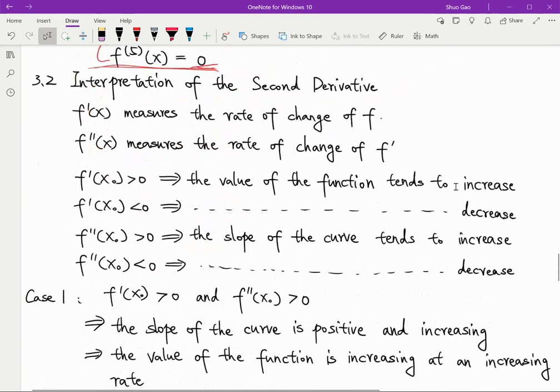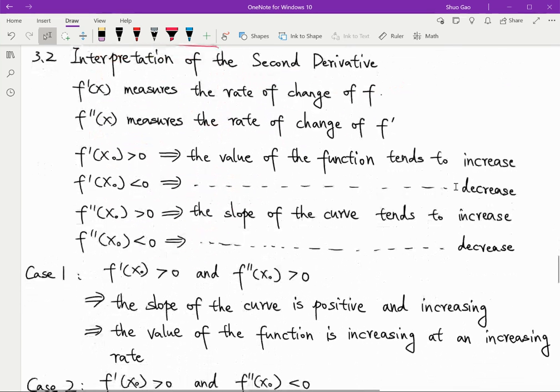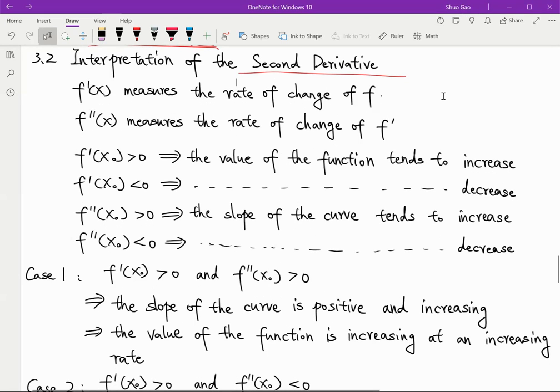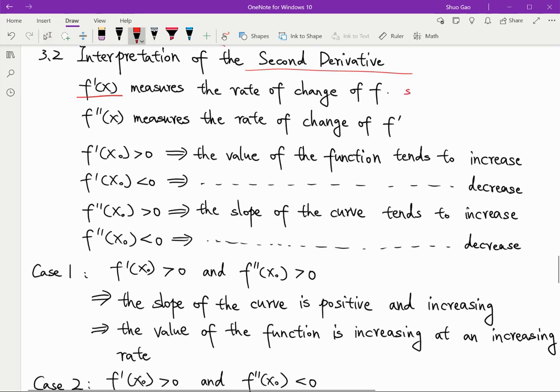So how do we interpret the second derivative? Here we just focus on the second derivative, because that's more useful when determining the maximum and the minimum. For the first derivative, we know that f'(x) is the rate of change of function f. And also f'(x) means the slope of the tangent line, if you can remember.